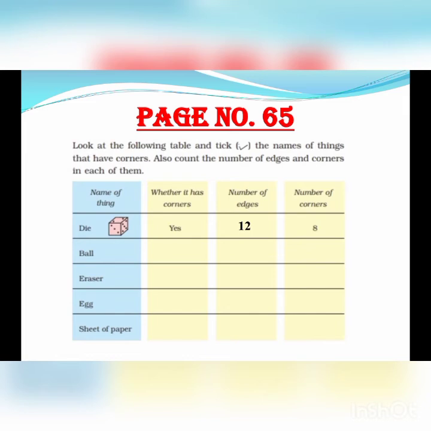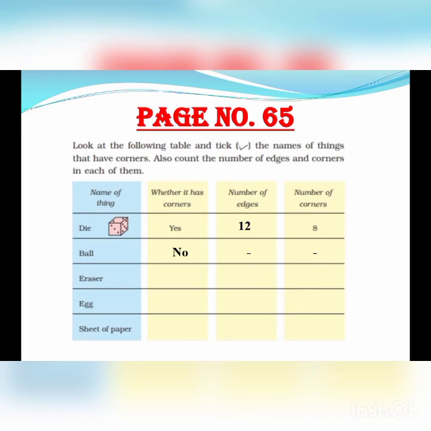Next thing is ball. As a ball is round in shape, it has no corners. So we will write no. As we are discussing only the straight edges, we will put a dash here, and as the ball has no corners, we will put a dash here also. Clear? Good.